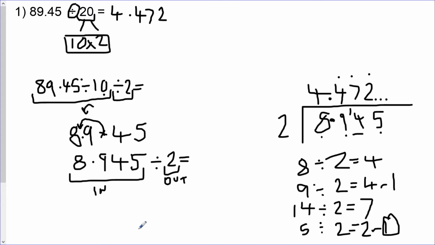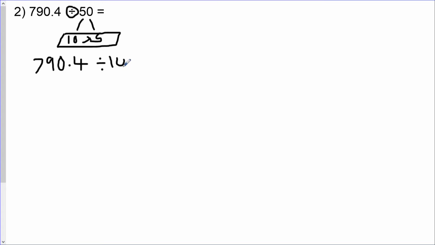4.472. Let's have a look at a second example, because I can imagine this is a lot trickier than the first set of questions that you had to complete. So here now we've got 790.4 divided by 50. Again, we can partition the number 50 into 10 multiplied by 5. But remember, in this question we are dividing, we are not multiplying. So when we rewrite our question here, we need to write the number 790.4 divided by 10, and then divided by 5.